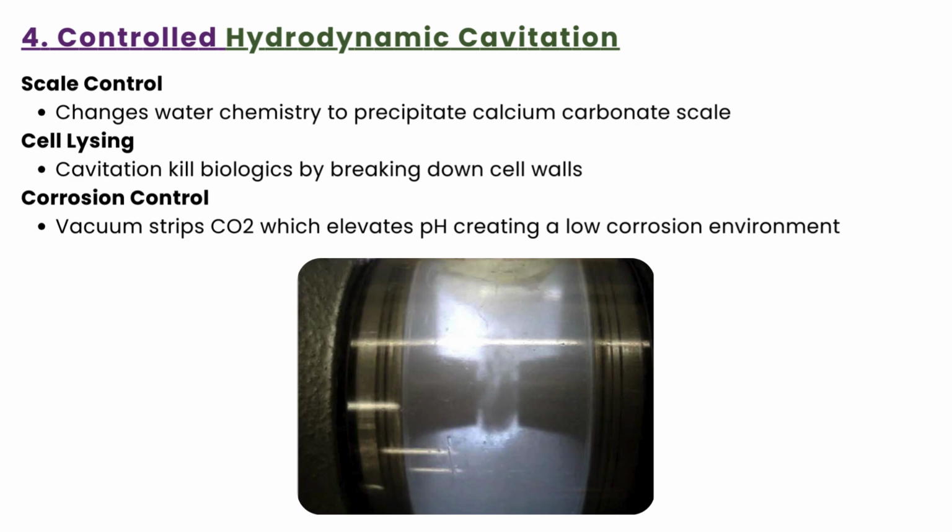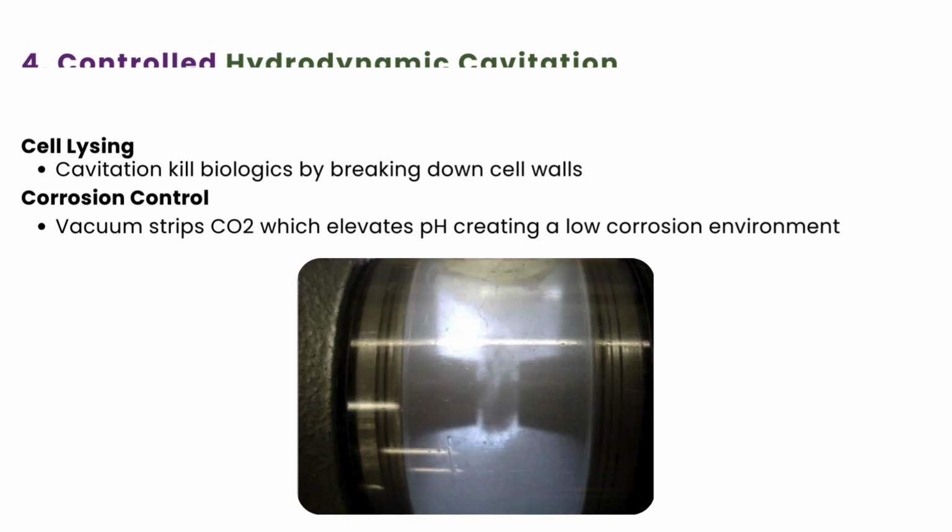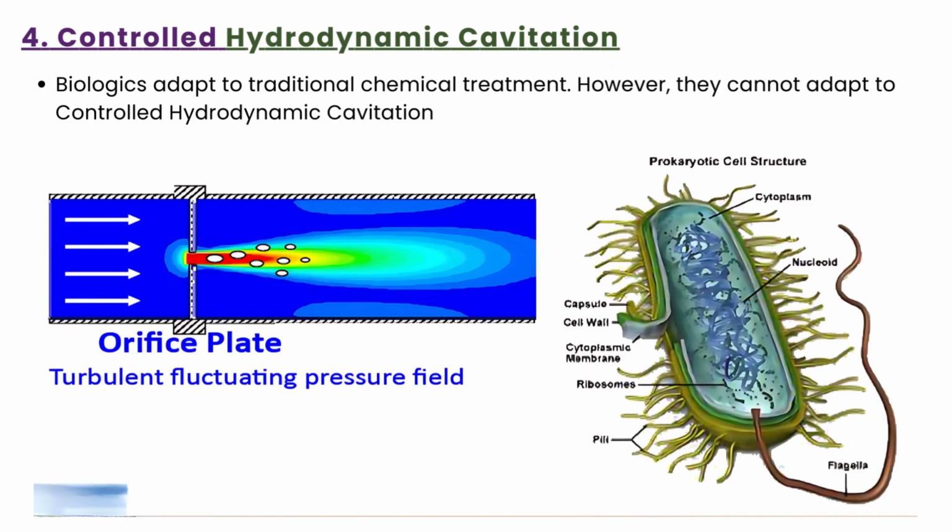Cavitation kills biologics by breaking down cell walls, and vacuum stripped CO2 will evaporate pH, creating a low corrosion environment. We can see controlled hydrodynamic cavitation. Biologics adapt to traditional chemical treatment, however, this cannot be adapted to controlled hydrodynamic cavitation. In controlled hydrodynamic cavitation, a turbulent fluctuating pressure field is there, and they are using an orifice plate by which you are getting a pressure, and with this pressure everything is getting killed. So we are using an orifice plate.